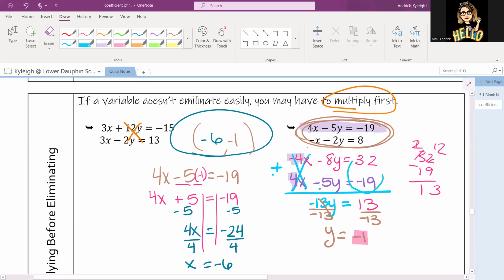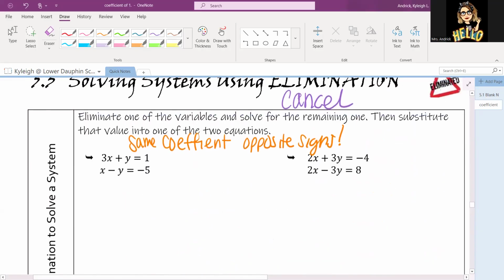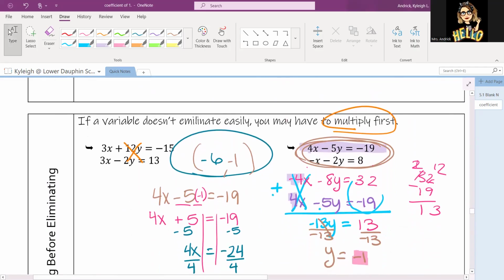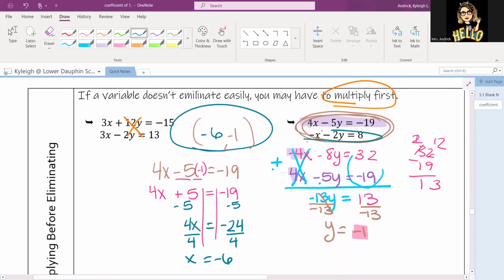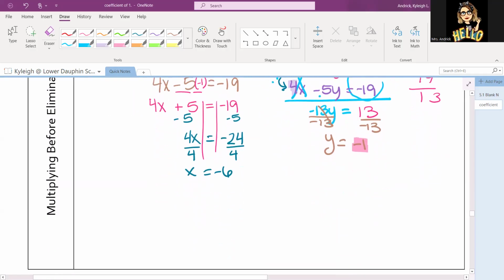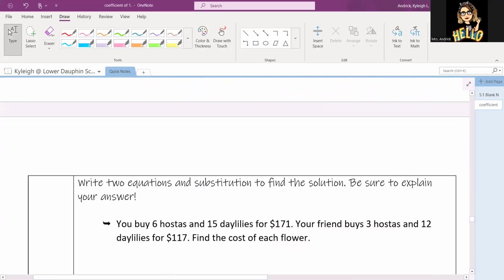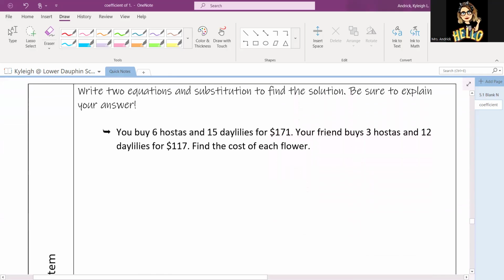So again, we need same coefficient but opposite signs. Sometimes you'll have to multiply by something. We decided to multiply this bottom equation by a 4, so it would become the opposite of that other equation. And then we just added them up and plugged it back in to get our ordered pair. Now we're going to do some word problems.